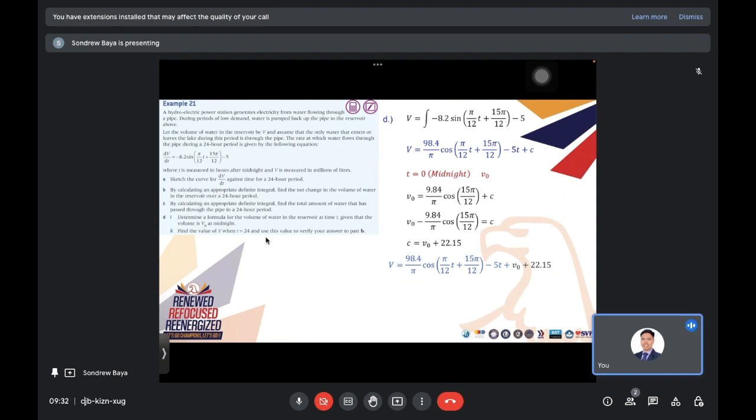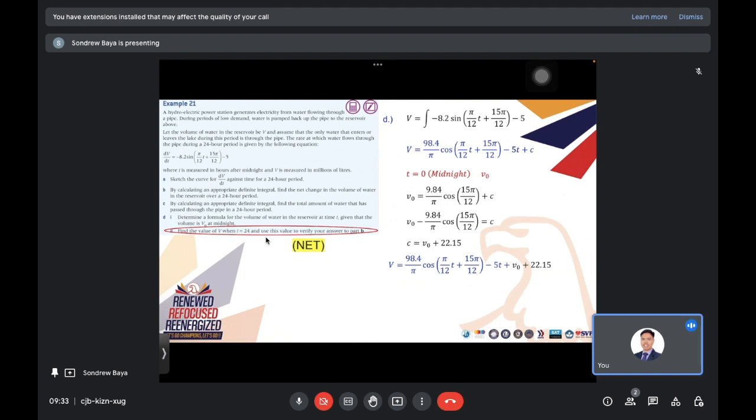Now, for number 2, find the value of the volume when t is equal to 24, and we are going to confirm if the answer we got a while ago, which is negative 120, is the same. So this is the net change, meaning we go back to letter b. This answer should be the same as letter b. So using the new function we derived, let's find out if the answer would be the same.